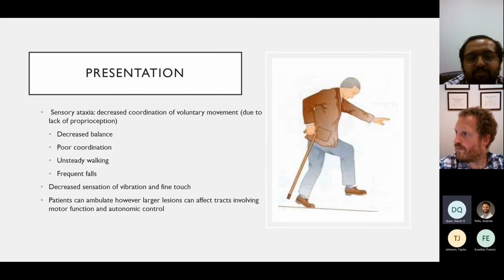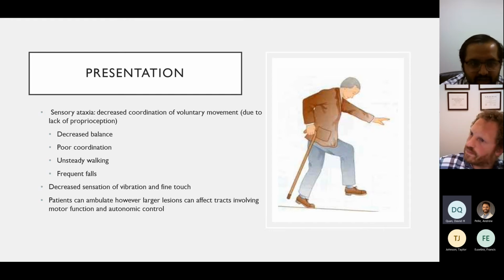Presentation of this is patients presenting with sensory ataxia. They have decreased coordination of their voluntary movement due to lack of proprioception. They have decreased balance, poor coordination, as well as unsteady walking. Patients are able to ambulate. However, if lesions become larger in size, they can actually involve motor and autonomic control as well.